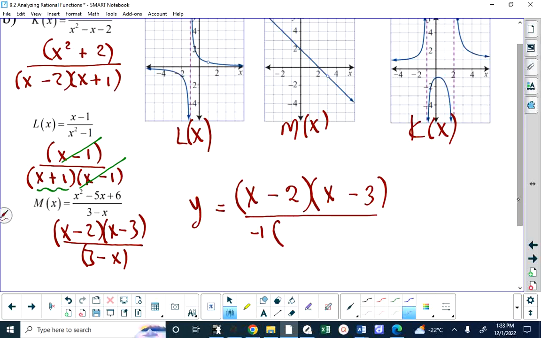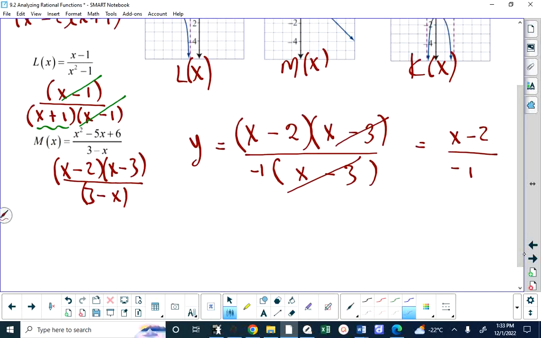So when I factor a negative 1 out of positive 3, it becomes negative 3. And when I factor a negative 1 out of negative x, it becomes positive x. So those cancel. And I'm left with x minus 2 over negative 1. I think you know this about me and negatives. I don't like a negative in the denominator. So probably what I would just do is write y equals negative 1 times x minus 2. And you could certainly multiply that negative 1 through.